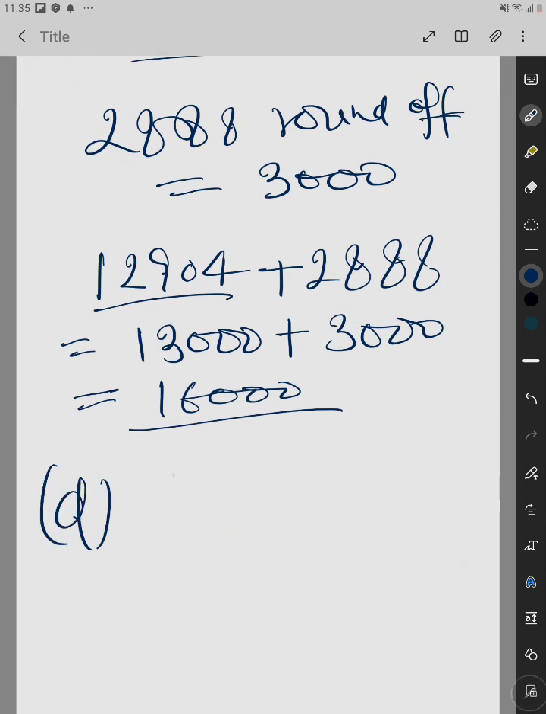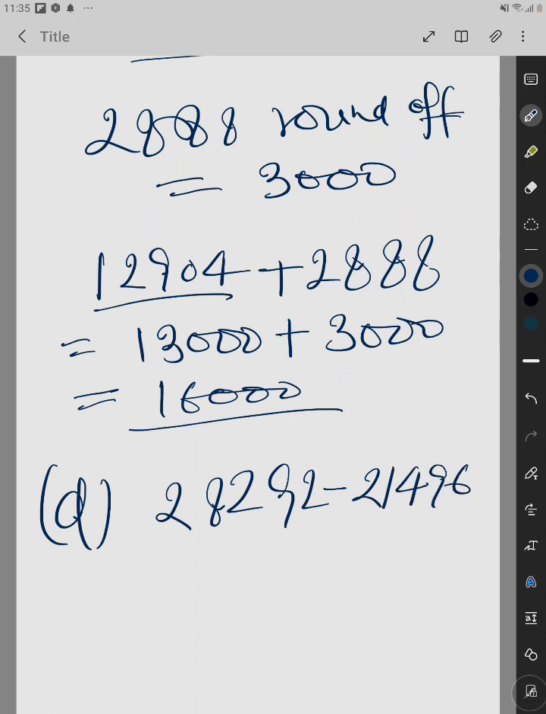D is 28292 minus 21496. Okay, so we'll round off to the nearest thousand.